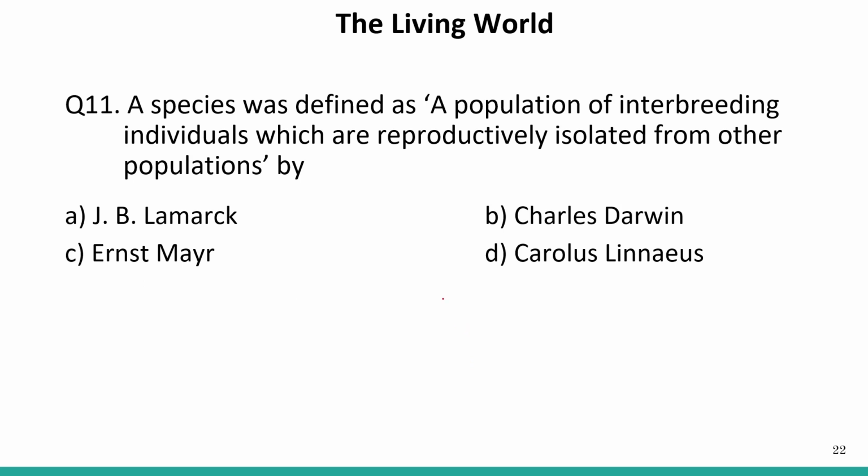The next question is, a species was defined as a population of interbreeding individuals which are reproductively isolated from other populations. So who gave this definition? Options are Lamarck, Darwin, Ernest Mayr, and Carolus Linnaeus. Okay, so this is a very straightforward question. The answer to this question is Ernest Mayr. Ernest Mayr was the person who gave the definition of the species.